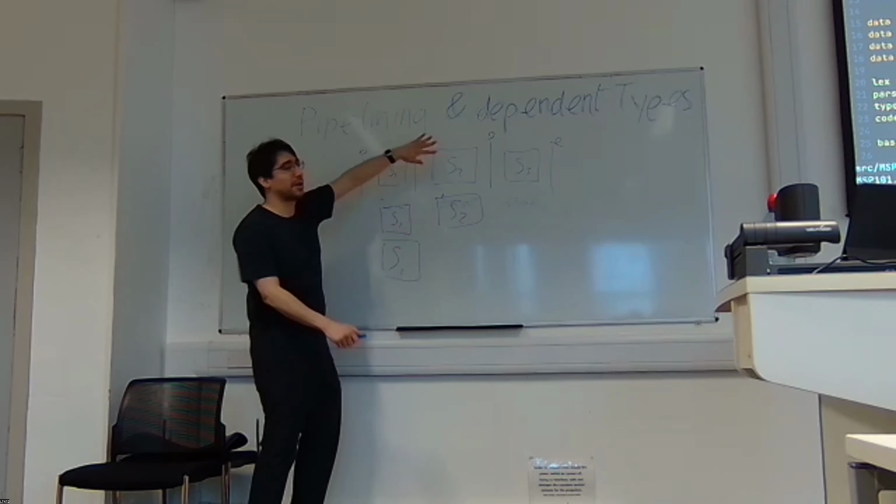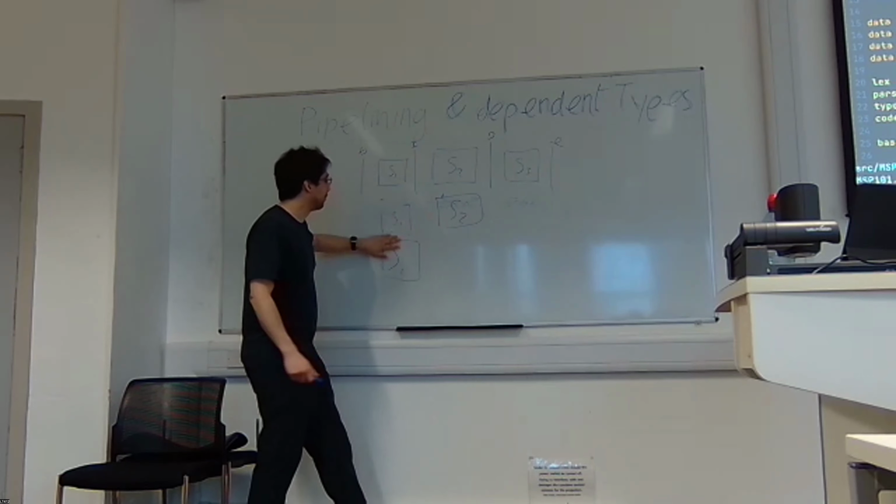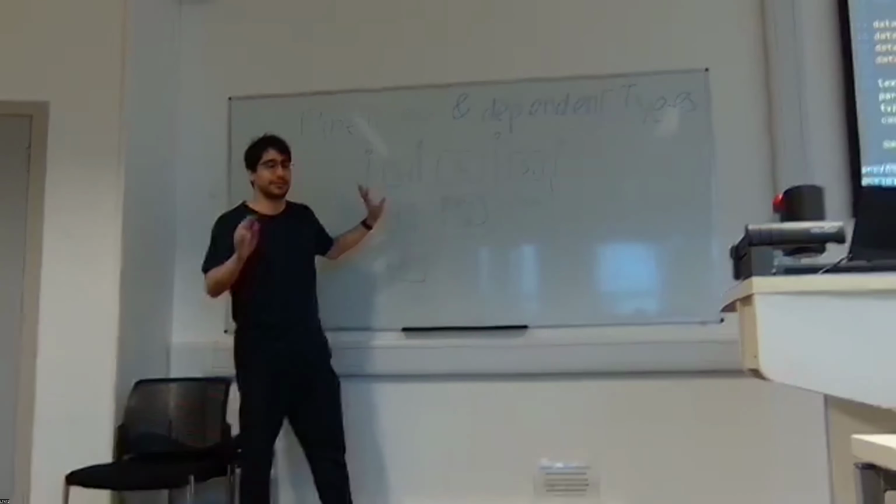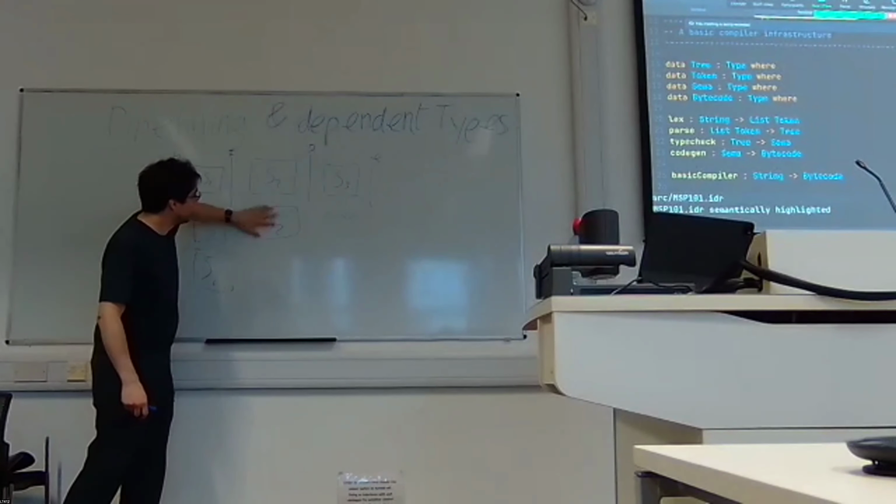Now, why is this called pipelining in dependent types? First, before we get to dependent types, we need to get to, is there really no eraser?